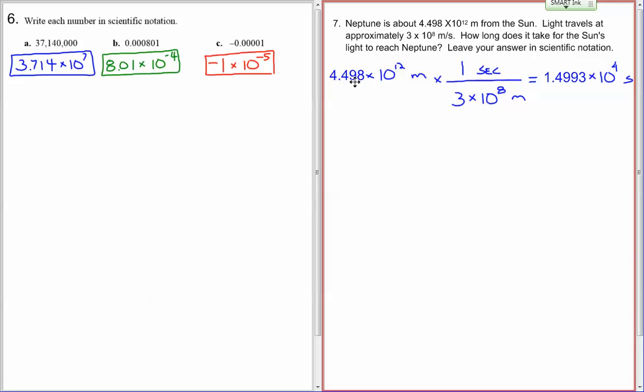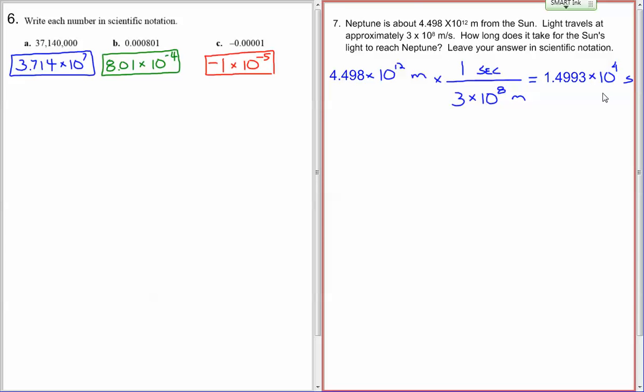We got 4.498 times 10 to the 12th meters from the sun. I'm going to divide that because every 1 second light travels 3 times 10 to the 8th meters. So I'm really dividing these two numbers. 4.498 divided by 3 is 1.4993. I think there were 3 repeats after that, but I just decided to stop right there. And 10 to the 12th divided by 10 to the 8th is 10 to the 4th. 12 minus 8 being 4.